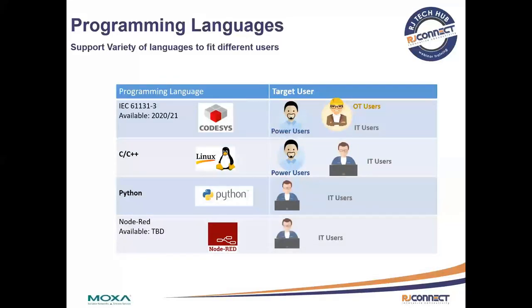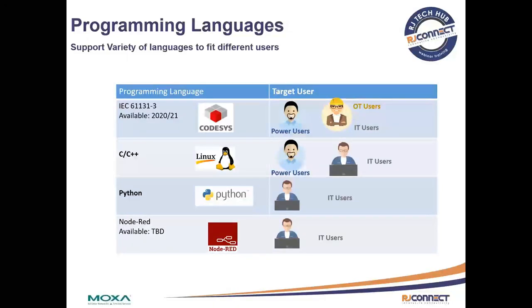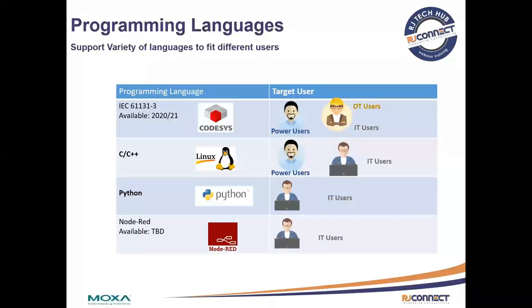And the Node-RED version of the ioThinx 4533 is still to be confirmed, but there were some rumors that Moxa is going to create the Node-RED version. So we're still not sure whether it's going to come or not, okay?